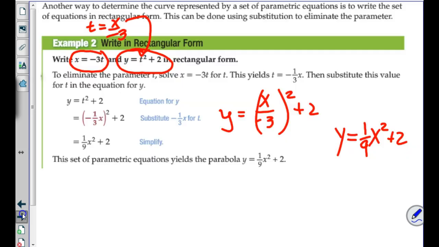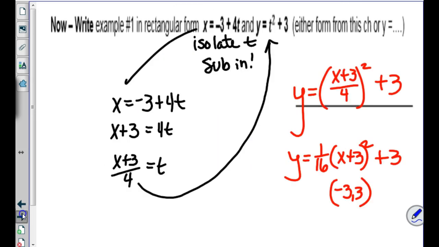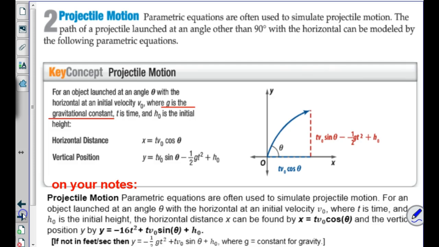We left off with projectile motion. Anybody have their reference sheet out? Just so you know, where this is on the reference sheet is below the unit circle.